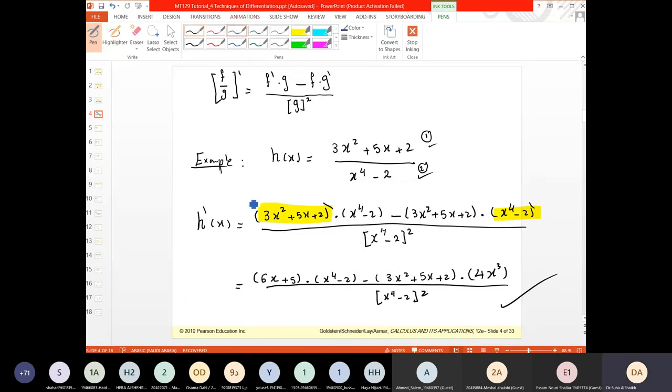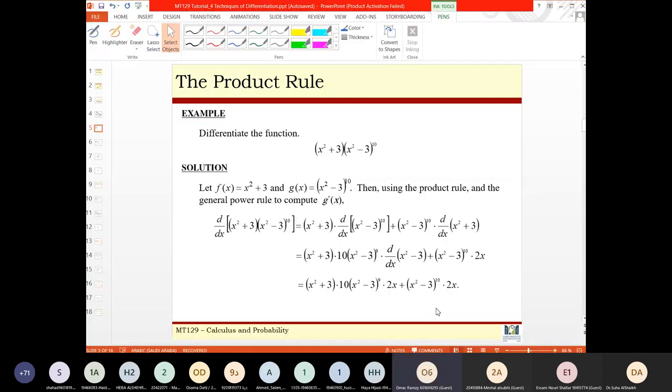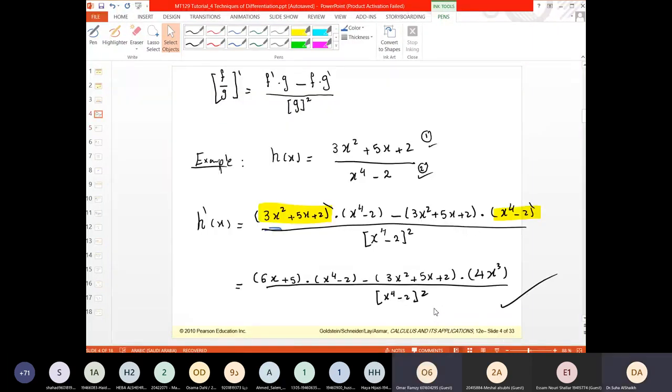For 6x, I have 2 up, so 2 comes down, I have already 3, it will be 6x. Got it? Yes. Those are basics of finding the derivative: the derivative of 5x is 5, the derivative of 3x squared is 6x. This is how we find the derivative, the basics of the derivative.